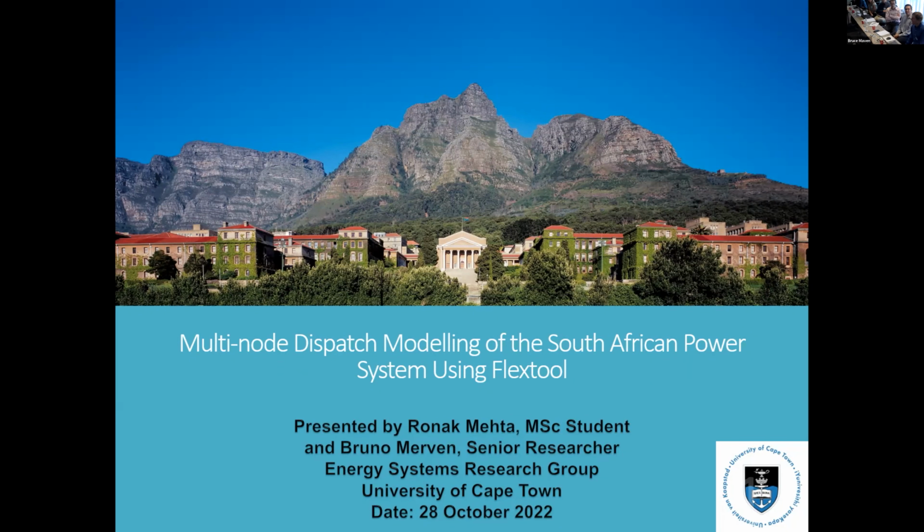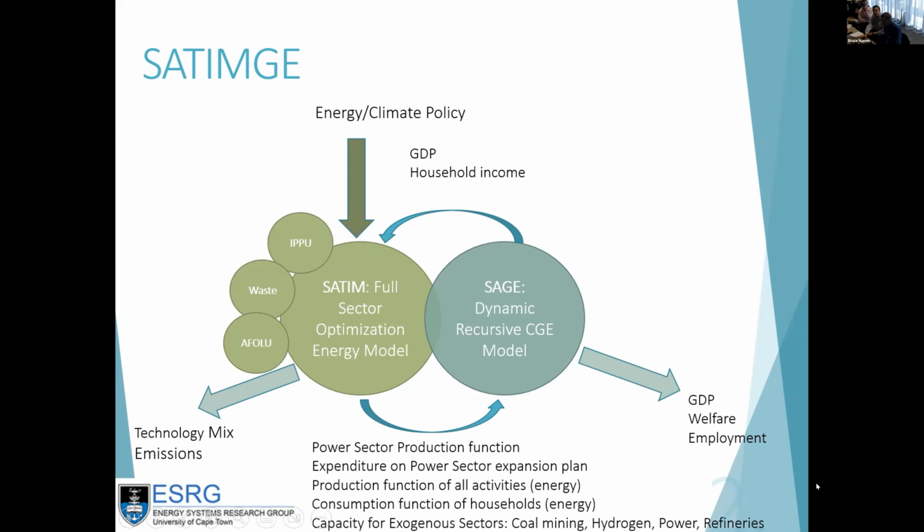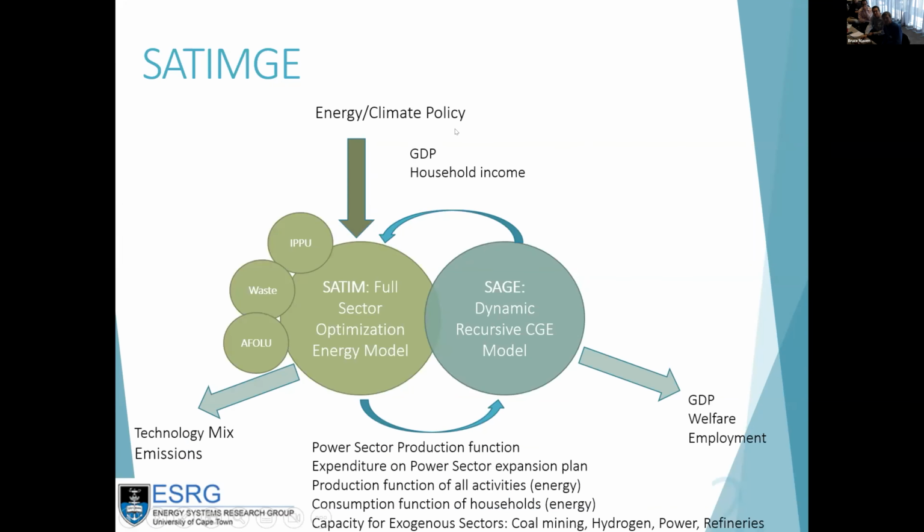Yeah, thanks for having us today at this cool event. So as Peter mentioned, I'll just be doing a few slides as an intro to Ronak, where he'll be presenting the work he's doing for his master's, which is a multi-node production model for South Africa. So our main model that I work with in our group is this one, Saturn GE.